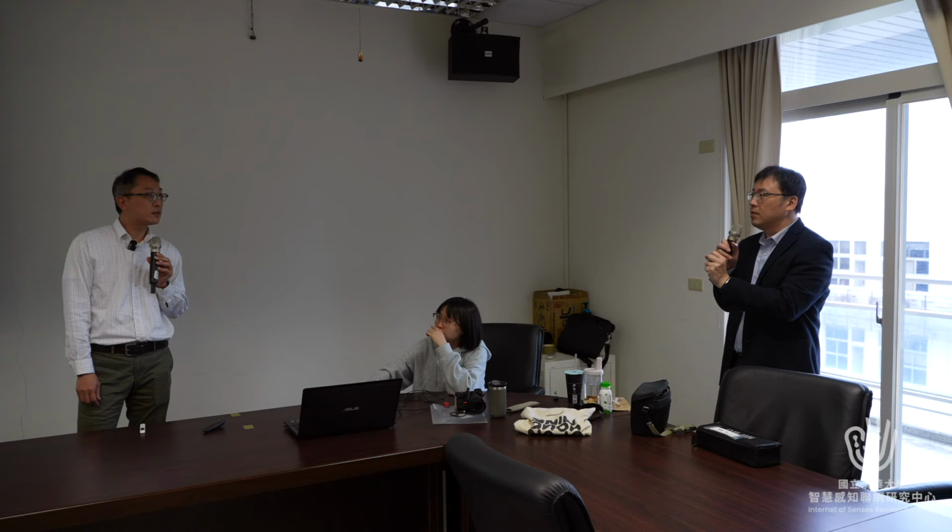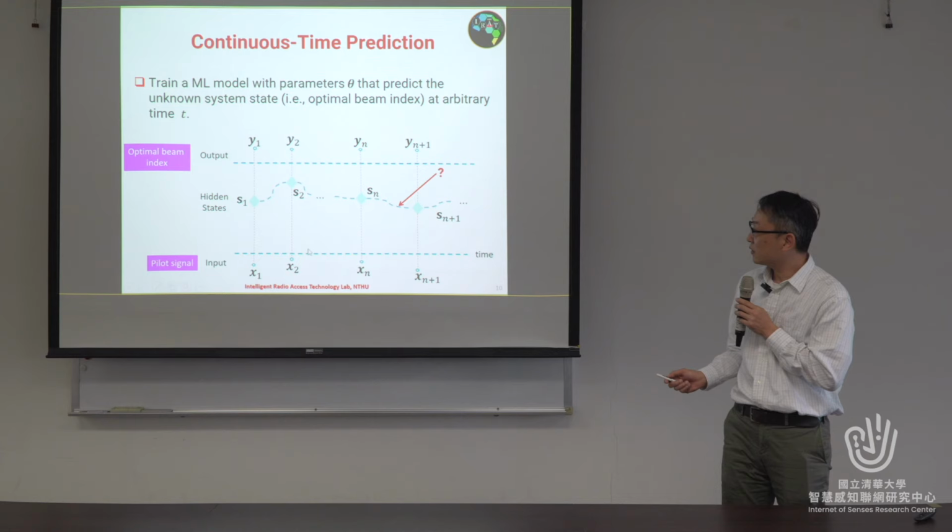So I was wondering, I guess you have to train a model for a different environment setting. So how about the user behavior? Like, how do you generate a different mobility pattern? Like if they take a turn, how would that affect your prediction?